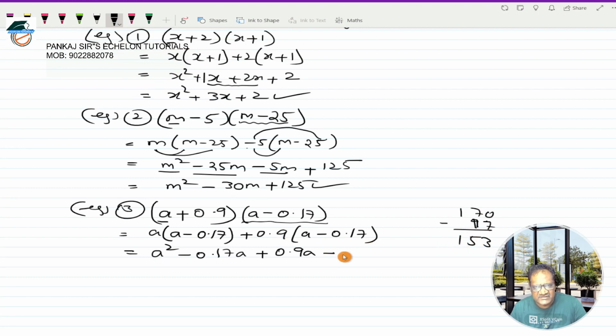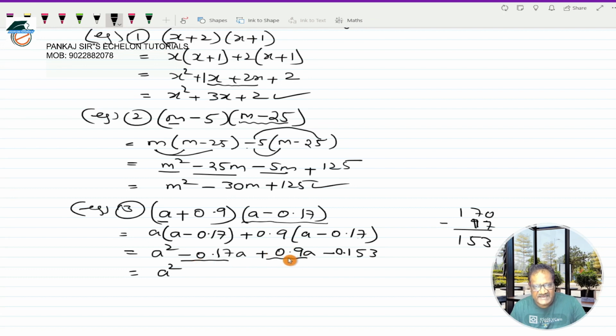So this will give me minus 153, and there are three places of decimal, 1, 2 and 3. So minus 0.153. Done. Now a square. Now these two can be added up because both have the same term, a square. Now this is 0.9 and this is 0.17. This is bigger than this one, right?